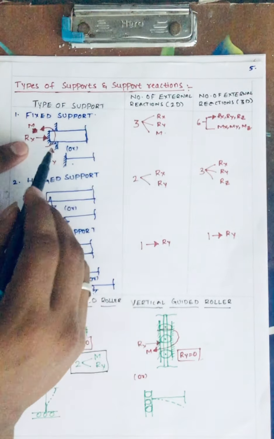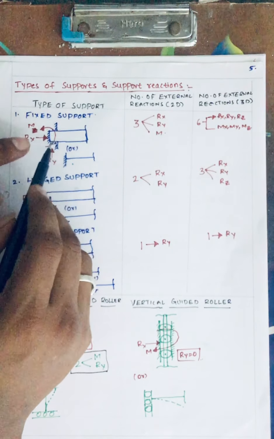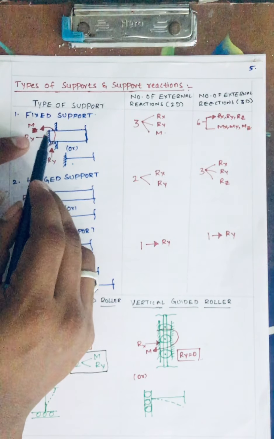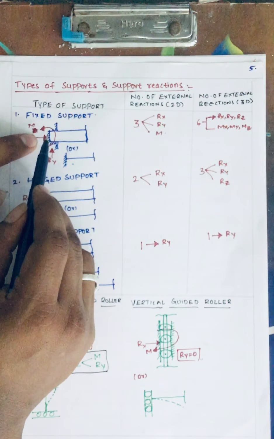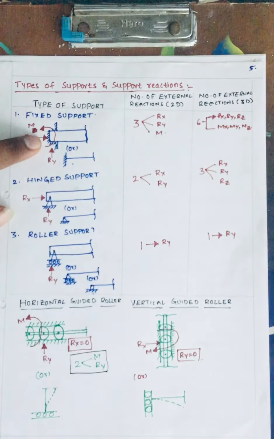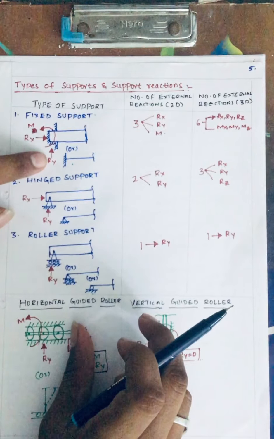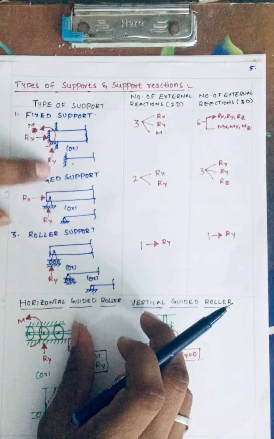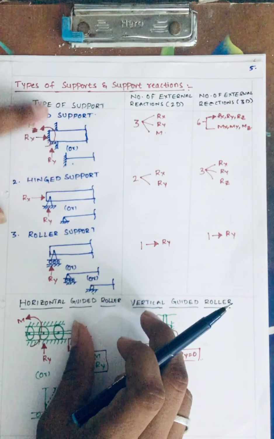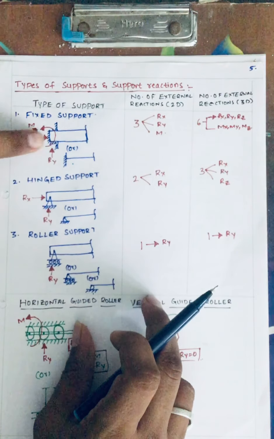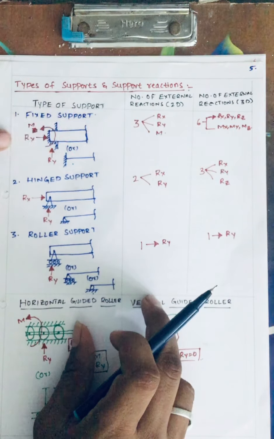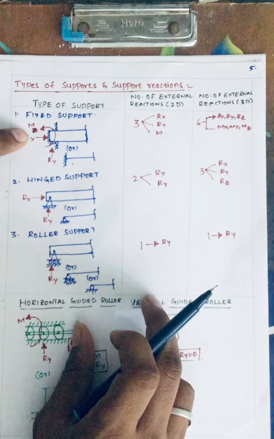Now if I am holding this pen, this is a beam, so it cannot rotate. It cannot rotate means something is resisting. The resisting force against the rotation is known as moment. The resisting force against the vertical translation is called reaction in y direction. The resisting force along the translation in x direction is called reaction.